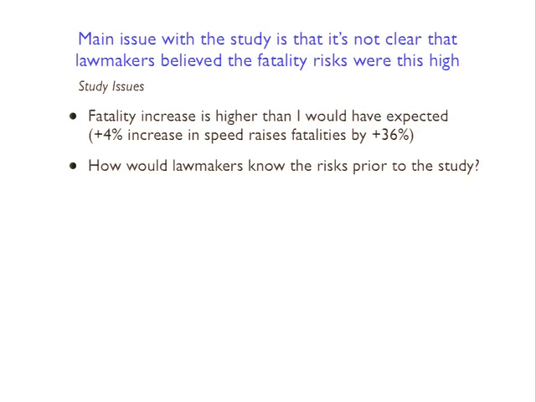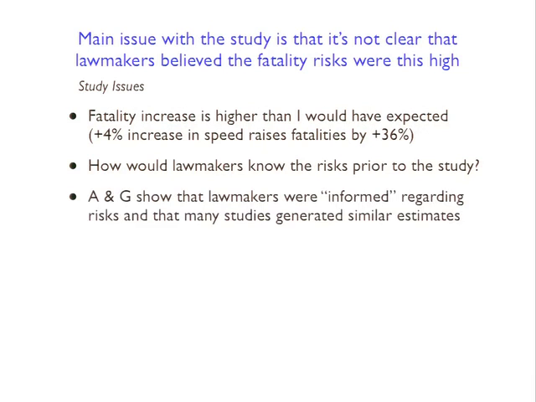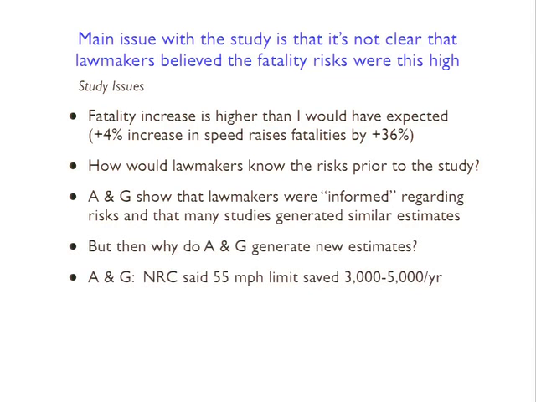And in particular, if the lawmakers already know the denominator, then presumably everybody knows the denominator. It's not like lawmakers have some special access to data that nobody else can see. And if everybody already knows it, then why are researchers estimating it to begin with? So they try to defend this idea by showing that lawmakers were informed regarding the risks, and that many studies previously generated similar estimates. If that's true, then I'm not quite sure why they generated new estimates. And I don't actually think it's the case that the previous studies gave the same estimates that they had.